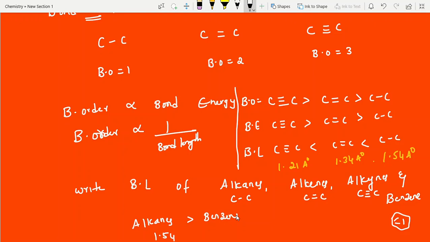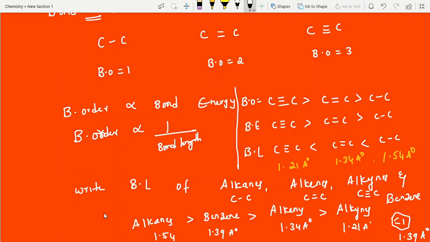Why benzene? Benzene has both single and double bonds. That's why its bond length lies between these two values. Its value is 1.39. Only single bond is 1.54, only double bond is 1.34, but benzene lies between these two. The reason behind it is that it has two types of bonds. Clear? So this is 1.39. Then alkenes, 1.34. And the last one is alkynes, C triple bond C, 1.21.